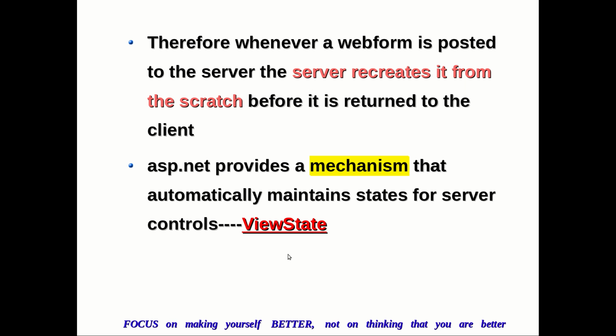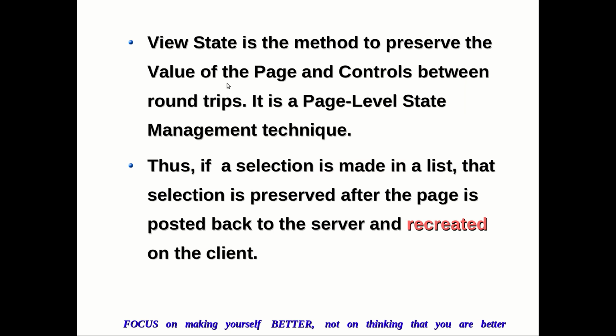view state. So in general, I can say view state is the method to preserve the value of the web page and controls between round trips. So when the client request is taken to the server and the response is created and posted back to the client, you call it as round trip. So during this process, you have to preserve the values available on the web page or the values that are available on the user controls, for which you use the method which you call as the view state.